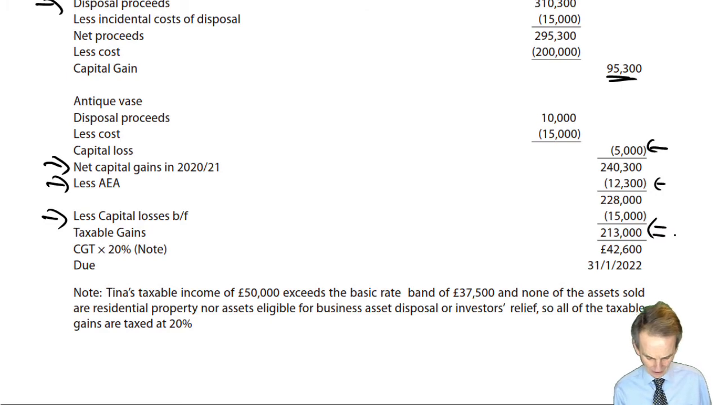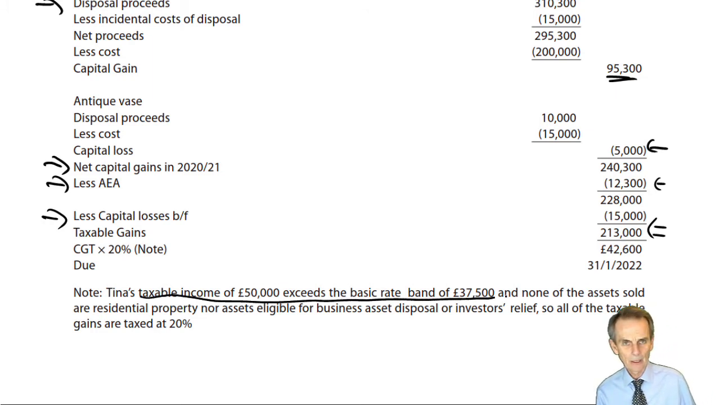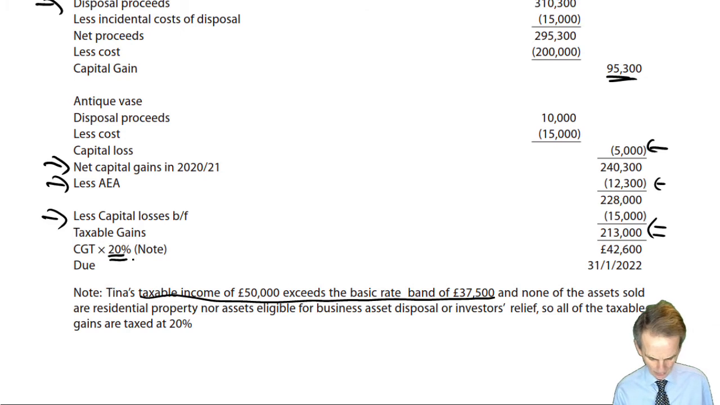£213,000. Now, as we said, Tina's taxable income was such that we exceeded the basic rate band limit. Tina is a higher rate taxpayer for the tax year, and on that basis, all of the taxable gains will be taxed at 20%. As a higher rate taxpayer, the higher CGT rate of 20% applies.